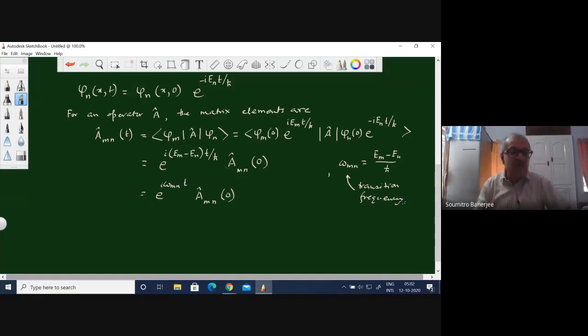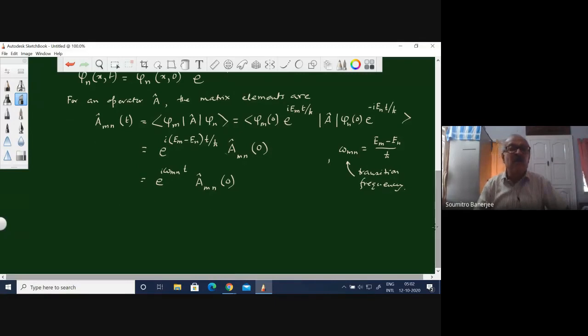Now, we have already obtained this, so we can apply that on x. So the mnth element of x at any time will be equal to the x operator mn at the starting time times e to the power this particular quantity, i omega mn t. So if I somehow can calculate the initial matrix elements, then we can find out the time varying matrix elements using this equation. So the whole problem then boils down to calculating the initial matrix elements.